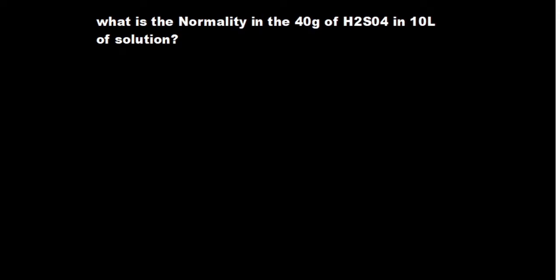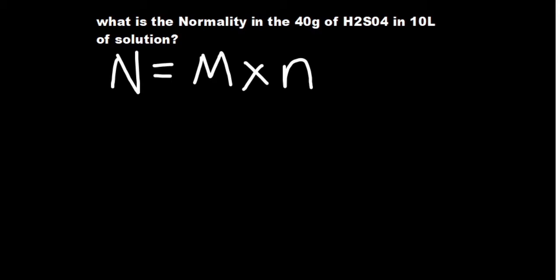What is the normality of 40 grams of H2SO4 in 10 liters of a solution? In this case, they've given you the mass of sulfuric acid. How do you determine the normality? Remember, we determine normality as a product of molar concentration times the number of protons or number of hydroxide ions in that acid or base. So let's try to determine the molar concentration in this case.